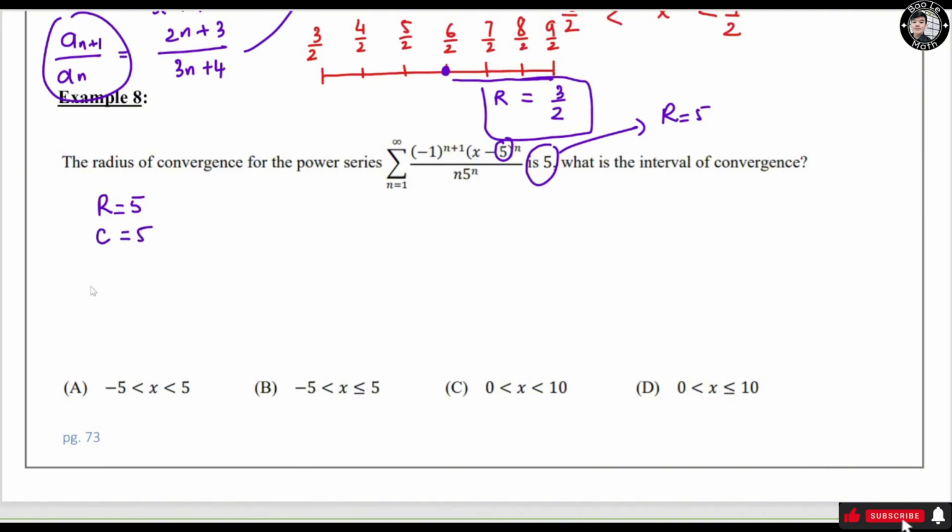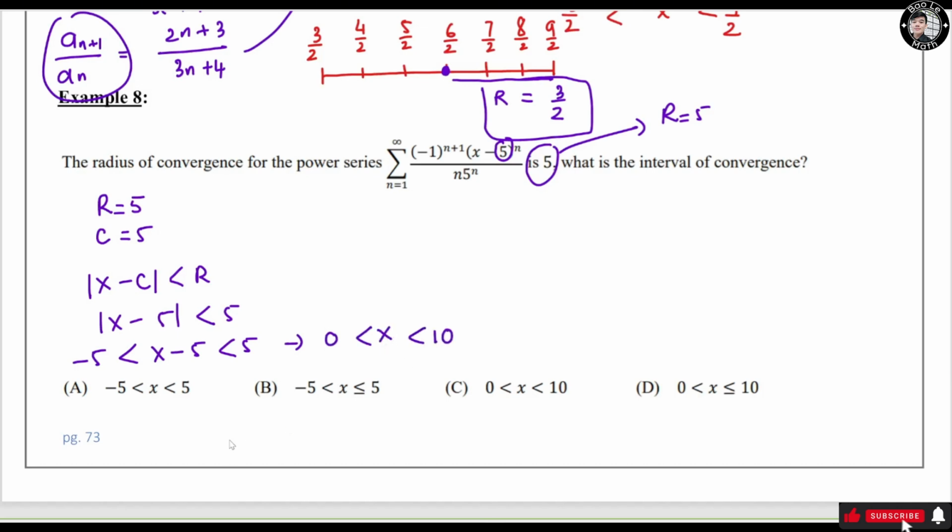And we have the formula absolute value of s minus c less than r, right? Substitute values, so you have absolute value of s minus 5 less than 5, right? It's going to be the same thing as negative 5 less than s minus 5 less than 5, right? Now you're going to add 5 to all sides, so it would be 0 less than s less than 10, right? Now we need to check for the endpoints, right? 0 and 10 right here.